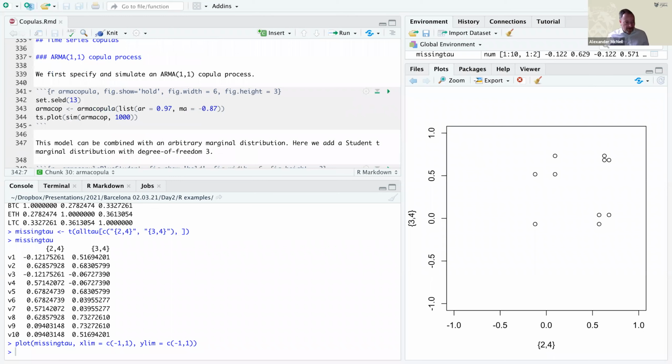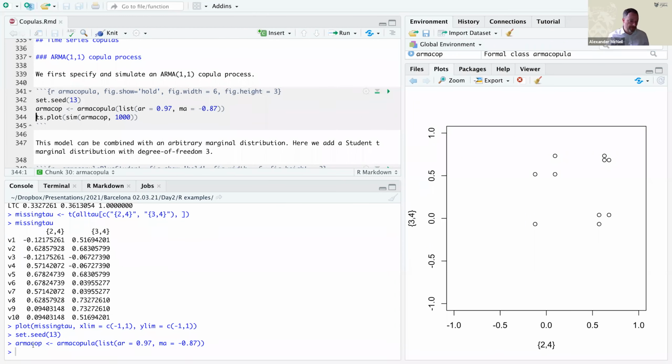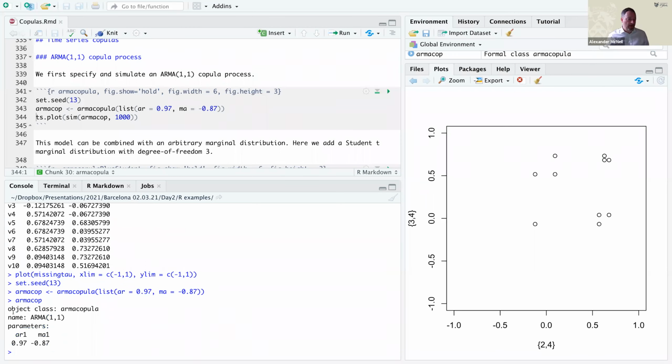I'm going to create an ARMA copula. So if you see here, I've just created an object called ARMA cop. And if you see in the bottom left, this is an object of class ARMA copula. And moreover, it's the copula process belonging to an ARMA model of order 1, 1, where the AR parameter is 0.97 and the moving average parameter is minus 0.87. You might think these are quite strange parameter choices. These give some quite persistent low-level dependence. We could take other things. We could actually put in anything here that gives you a stationary ARMA process.